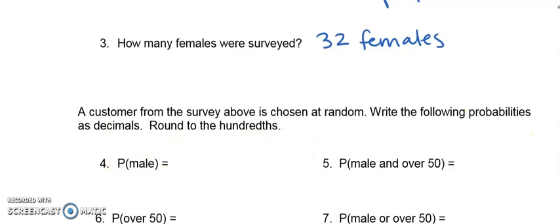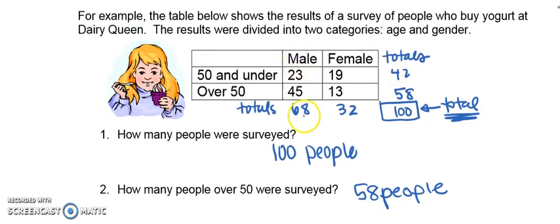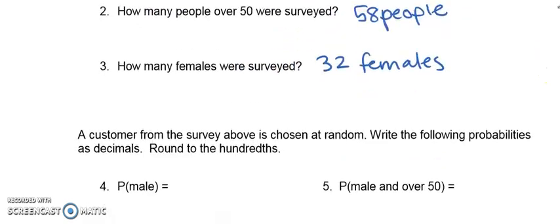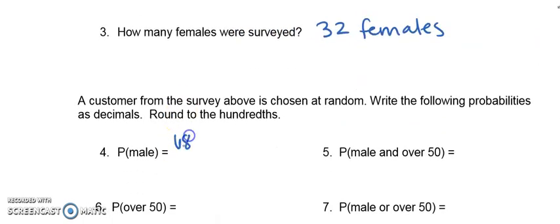So we want the probability of choosing a male. So we add up all the males, and we get 68 out of 100. When I take 68 and divide it by 100 on the calculator, I get 0.68. You don't even have to worry about the hundredths because that's what you get when you put it in there. On this next part, you want male, and it has to be over 50.